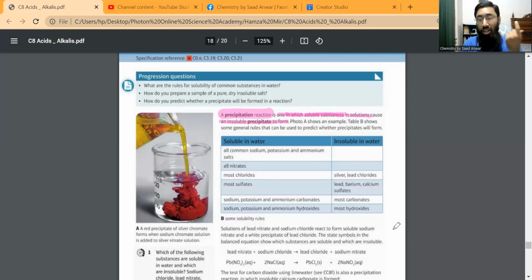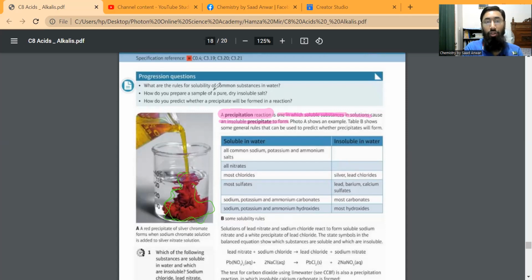And what a precipitate is, in this picture, this is one of the most beautiful pictures. Can you see this one? This is a precipitate. What is a precipitate actually? A precipitate is an insoluble thing, a substance which is insoluble, meaning it does not dissolve in water. It forms a precipitate, and the precipitate settles down at the bottom of the solution. This red color thing, this is the precipitate.